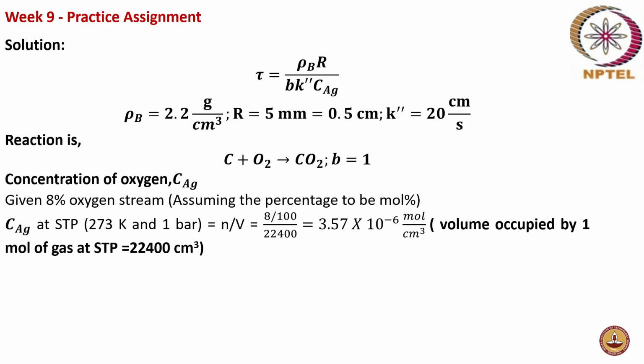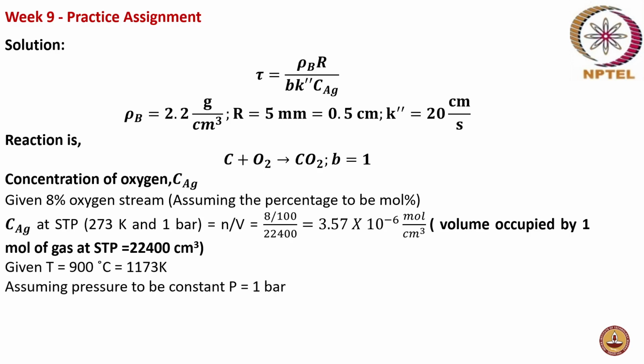So what do we have to find? We have to find the concentration of oxygen at a temperature of 900 degrees centigrade, because they have given the reaction temperature as 900 degrees centigrade. Converting it to Kelvin, 900 plus 273 is 1173 Kelvin. Let us assume that even at 900 degrees centigrade the pressure is 1 bar. Assuming the ideal gas law, PV is equal to nRT, so P is equal to N by V into RT. N by V is nothing but the concentration C, so P is equal to CRT.